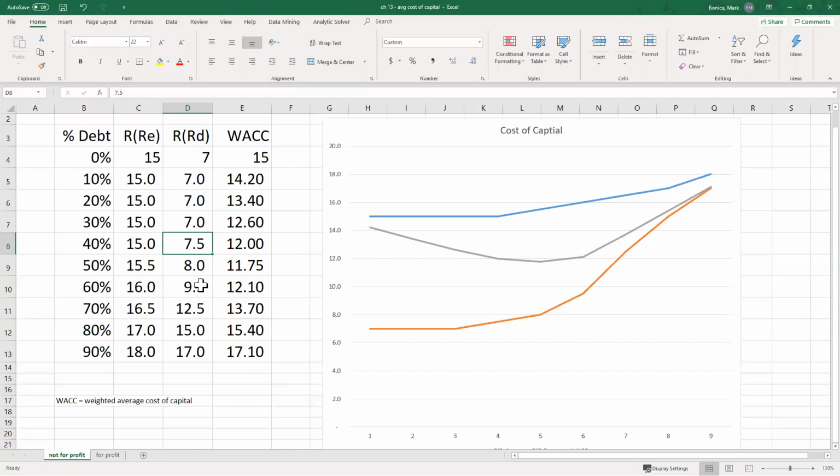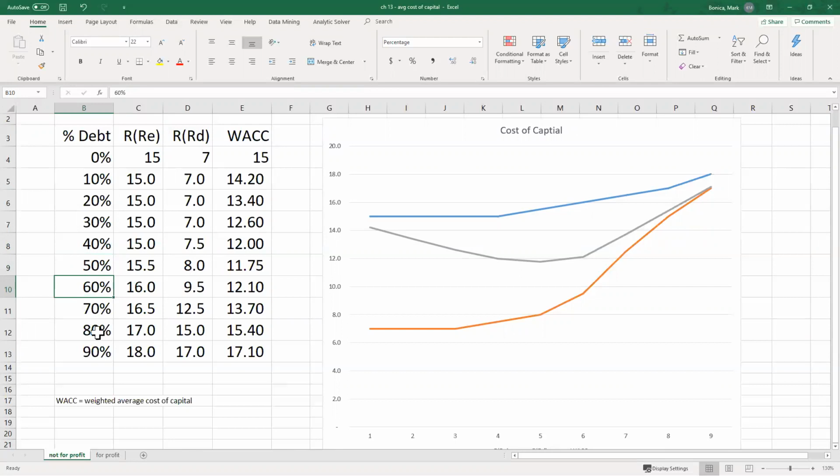So as I increase my debt ratio, my default risk goes up, and as my default risk goes up, the required rate of return on debt, right, the interest rate that investors are going to require when they lend me money, is going to increase as well. So as I go from 30 to 40, I now have to pay 7.5 instead of 7. When I go to 50, it's now 8, right? And I go to 60, it's now 9.5, because investors are starting to get more and more worried about the fact that you might default, right? Because if you have a bad year, you won't be able to pay me back.